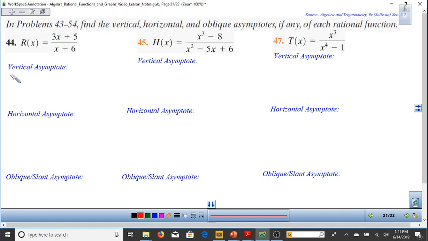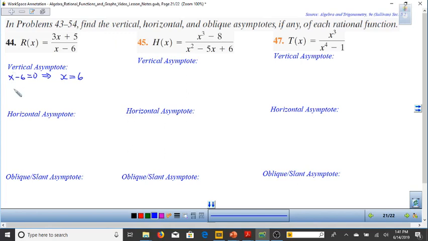So I just set the denominator equal to 0 and solve for x. In actuality, the domain restriction would be x equal to 6. So the vertical asymptote is x equal to 6. All right. And of course, when we plug that into the numerator, we're quite fine. We have no problems here.